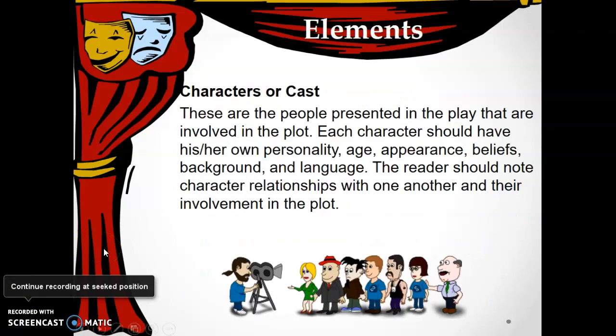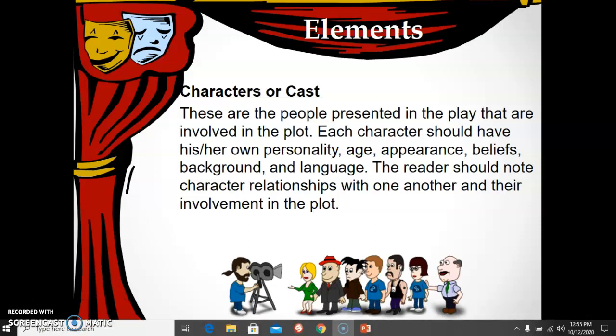Our cast of characters, or our character or cast. This is where our actors and actresses come in. These are the people represented in the play that are involved in the plot. Each character should have his or her own personality, age, appearance, beliefs, background, and language. So just like us in real life, no two people are exactly the same. The reader should note character relationships with one another and their involvement in the plot. Because again, we will talk a lot about character interaction and how they say things, how they react to one another, how they treat each other. That is very important in plays.